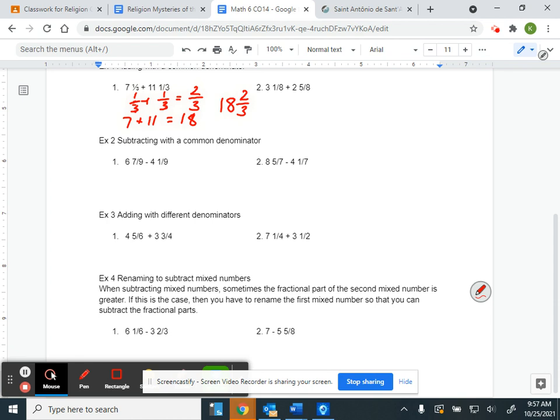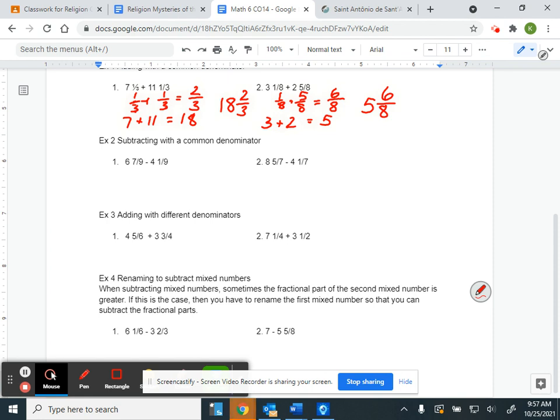So here we have 3 and 1/8 plus 2 and 5/8. So we have 1/8 plus 5/8. We have a common denominator of 8. Add my numerators to get the 6. Now I have my whole numbers. 3 plus 2 is 5. And then I put them together for 5 and 6/8.